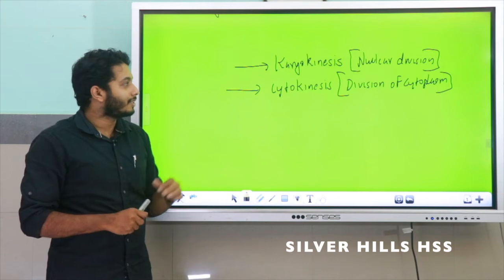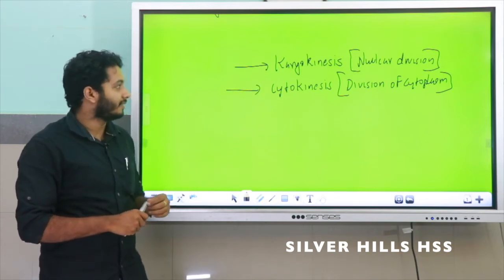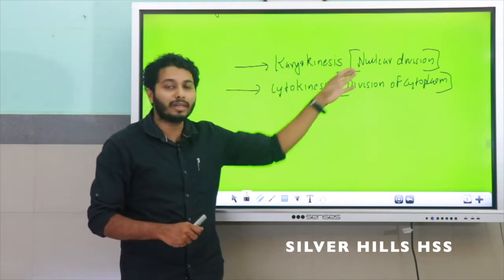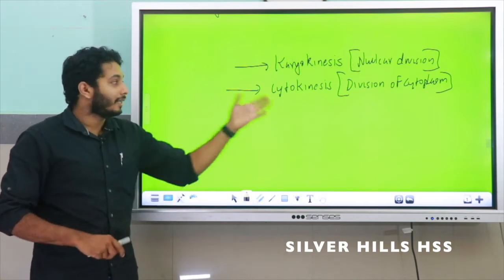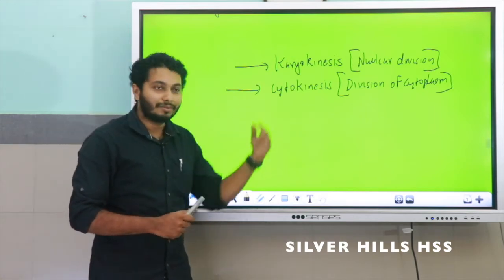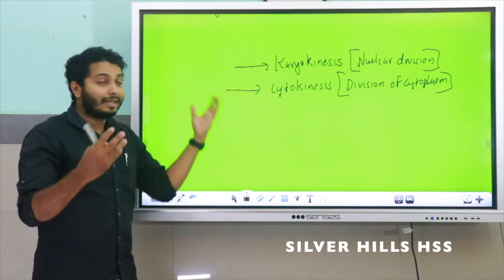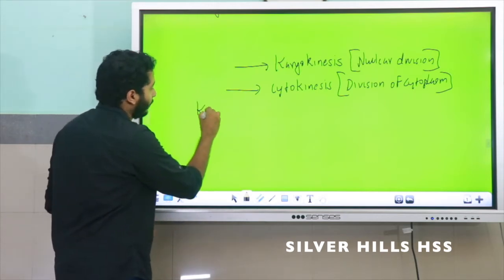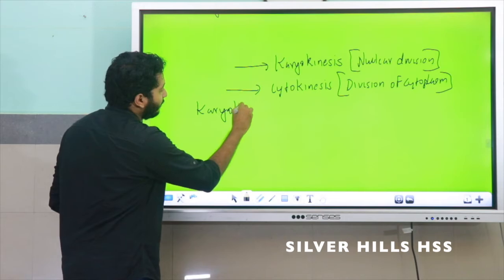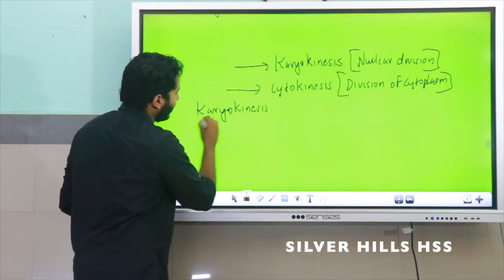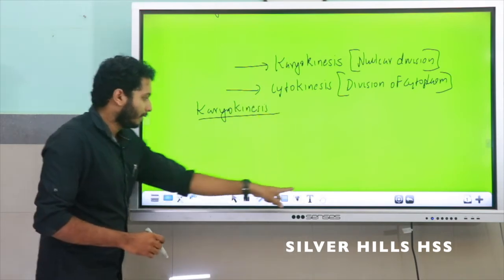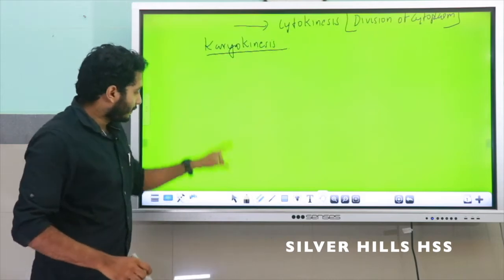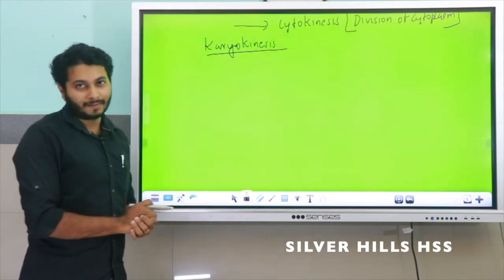So, the first stage of mitosis is karyokinesis. Karyokinesis means nuclear division, which is followed by cytokinesis. Cytokinesis means the division of cytoplasm. Now, let us discuss the different stages involved in karyokinesis. The karyokinesis consists of 4 stages.